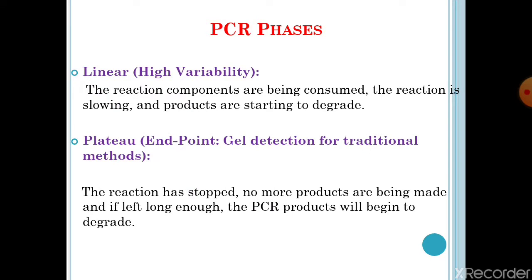Then the second phase is the linear phase, which has high variability. After the doubling, the reaction components are being consumed, the reaction is slowing and the products are also starting to degrade. So this is the linear phase. Then the last phase is the endpoint or plateau, and then gel detection for traditional methods. In the plateau phase the reaction is stopped, no more products are being made, and if left alone the PCR products will begin to degrade also.